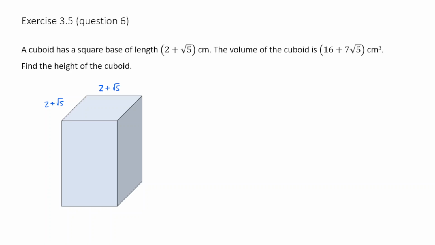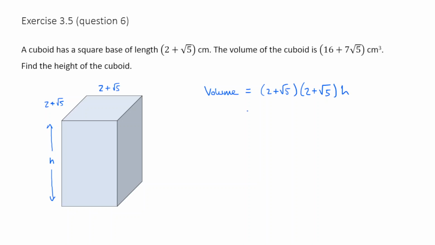Okay. Now, we know that the volume of this cuboid is going to be equal to 16 plus 7 root 5. We want to find the height. Well, the height, therefore, is the unknown thing. So we'll label that as h. And that's what we want to find. Well, how can we find that h? We know that the volume of a cuboid must be equal to its base times its width times its height. So we're going to have these three dimensions, 2 plus root 5 times 2 plus root 5 times h will equal the volume.